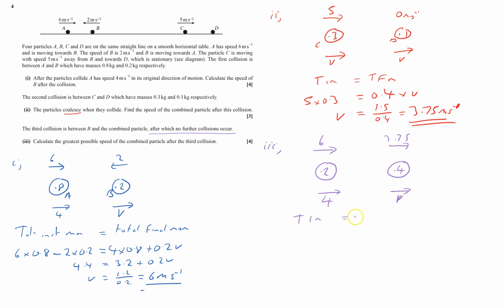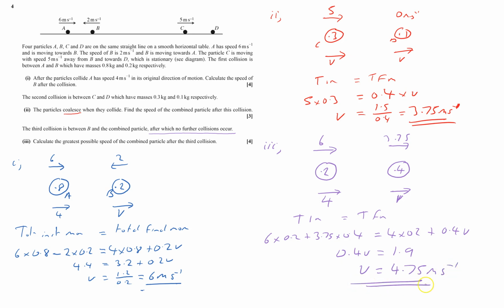So total initial momentum equals total final momentum. And that'd be 6 times 0.2 plus 3.75 times 0.4 equals 4 times 0.2 plus 0.4 V. And that gives me 0.4 V equals 1.9, and so V equals 4.75 meters per second. And quite straightforward, but that was the one bit really important to spot. Hopefully that's clear enough, and that's question 4 done.